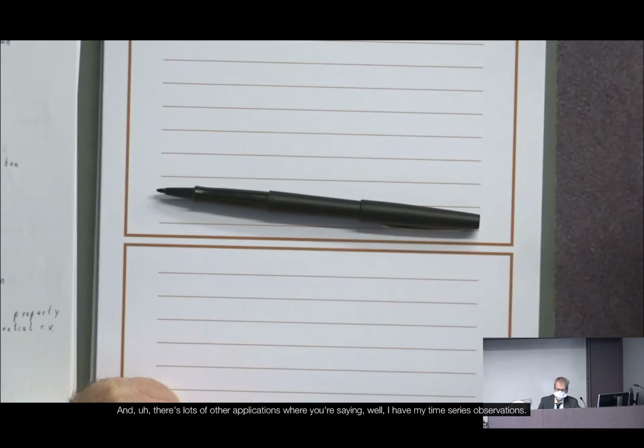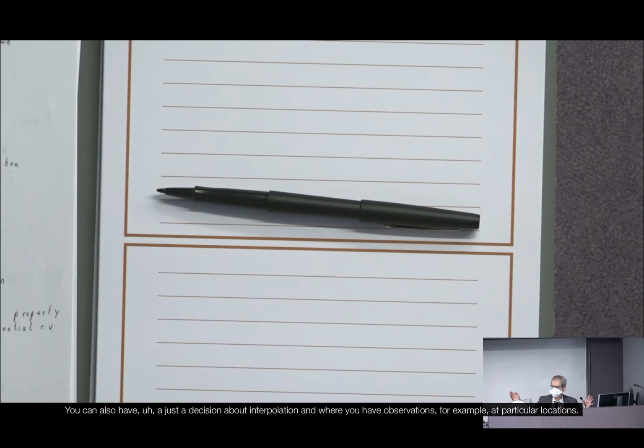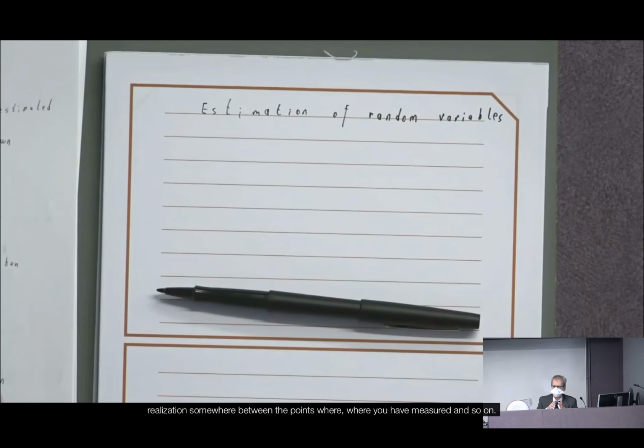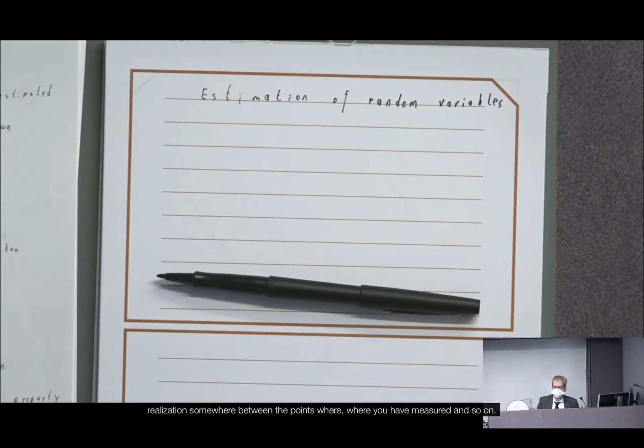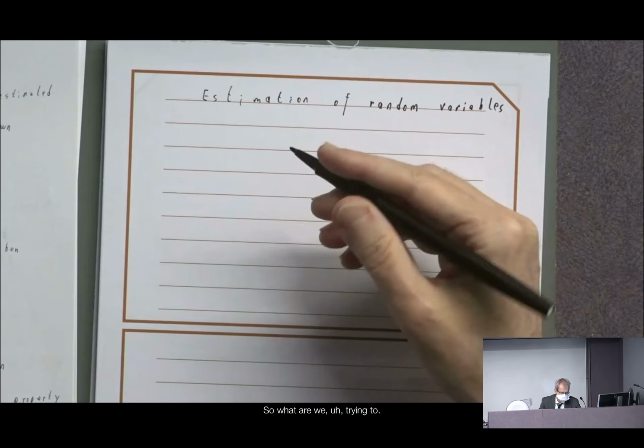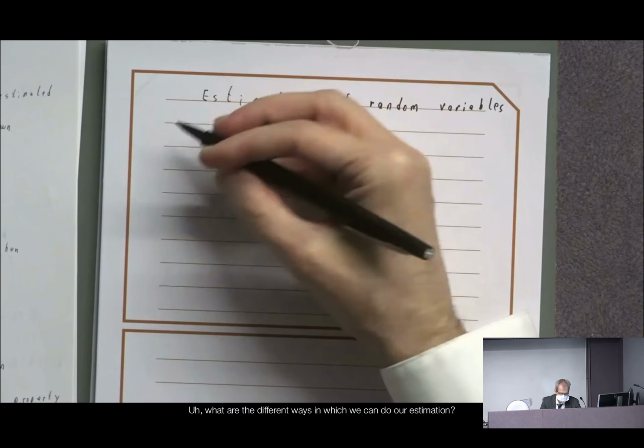And there are lots of other applications where you're saying, well, I have my time series observations, and I want to find out what the future value is going to be. You can also have just a decision about interpolation, where you have observations, for example, at particular locations, and you want to find out what might be a random variable realization somewhere between the points where you have measured, and so on.